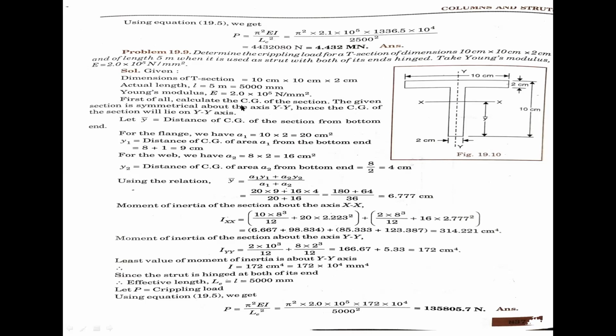First of all, calculate the center of gravity of the section. The given section is symmetrical about the y axis, so the center of gravity of the section will lie on the y axis. The center of gravity is y bar. I have to calculate for the bottom. For the flange, A1 equals 10 into 2, that means area 20 centimeters square. Y1 equals the center of gravity of A1, 8 plus 1, that equals 9 centimeters.